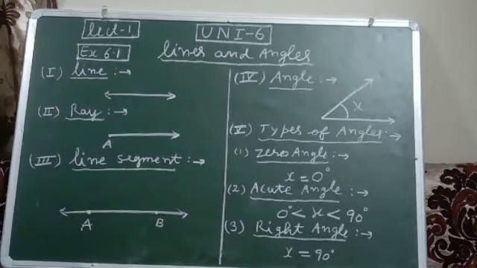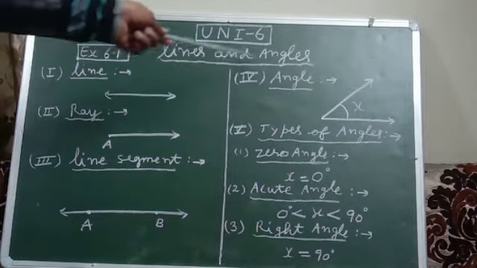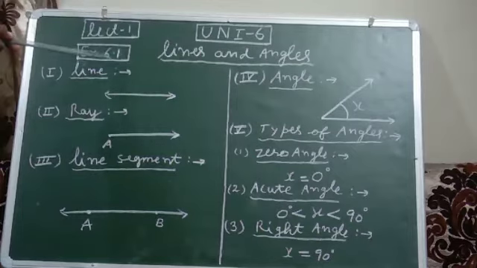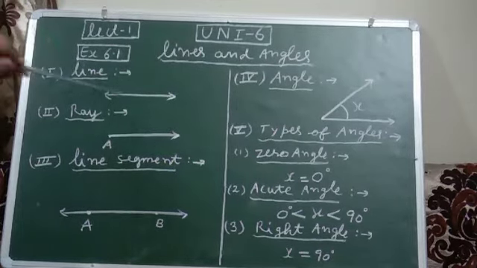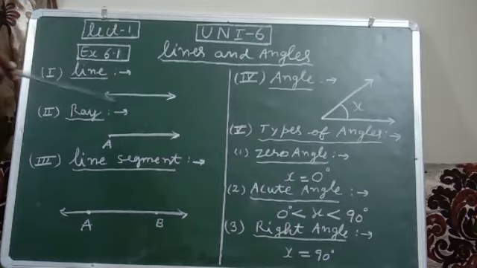So in this chapter we are having only 3 exercises, 6.1, 6.2, 6.3. So name of this chapter, Lines and Angles. So let's start with the basics of the first exercise. So first we will study line. Any straight figure which can be extended in both the directions is called the line.